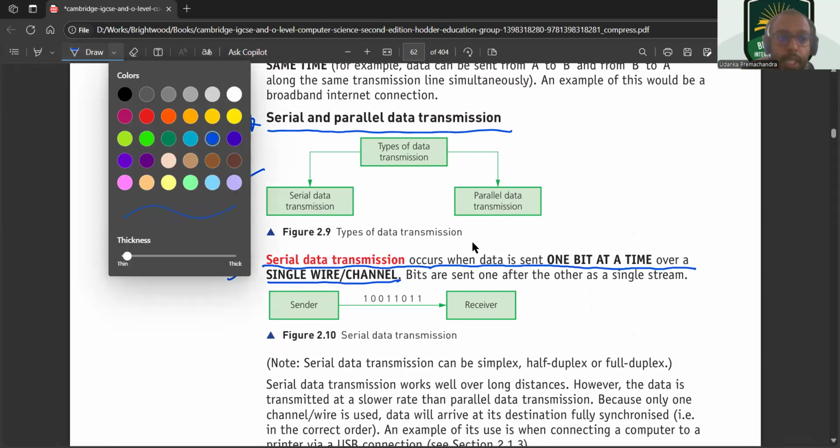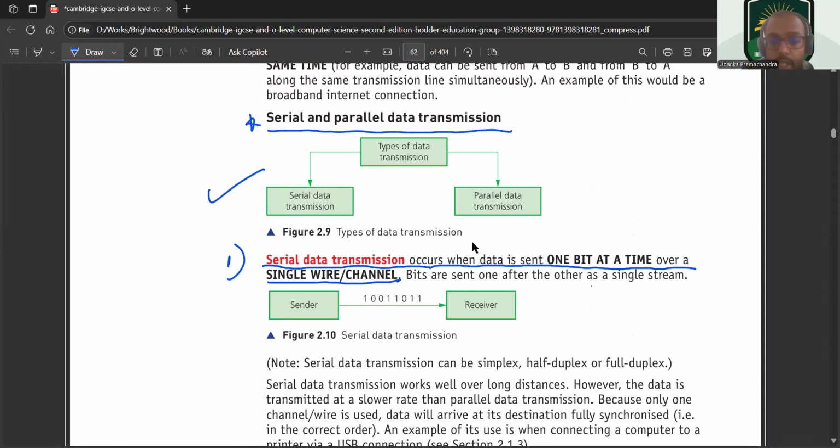One bit at one time over a single wire channel. So bits are sent one after the other in a single stream. Normally the first one goes, then the second one goes, like that. The data are transferred one after one. You can draw this picture: send data, receiver gets it. So serial data transmission normally takes one after one.